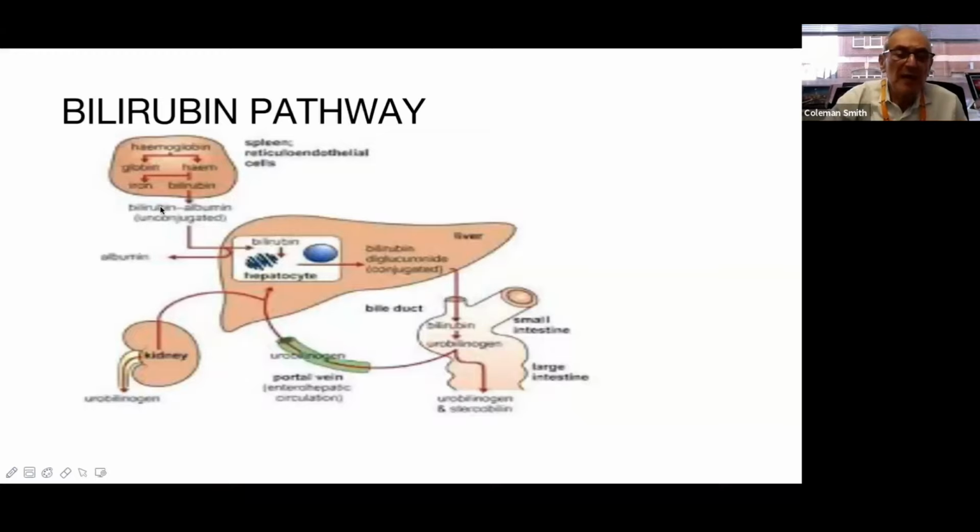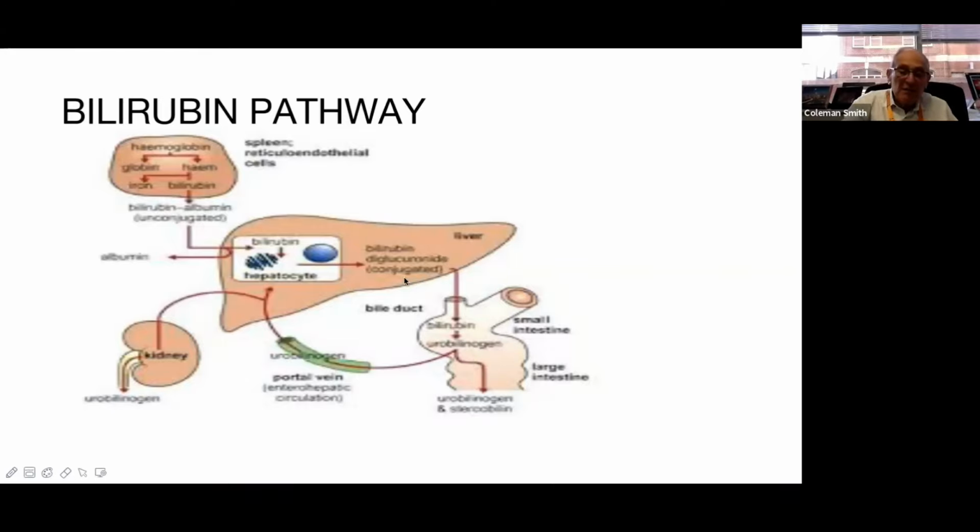The red cells are broken down. Bilirubin is formed from the breakdown product of the heme. It's then combined with albumin, circulates around, and is taken up by the liver. This is unconjugated bilirubin. In the normal circumstance, virtually all of that is taken up by the liver. It's conjugated with glucuronic acid, producing mono and diglucuronide, which is water soluble, gets secreted in the bile, and goes down into the intestine, where the intestines break it down into urobilinogen and stercobilinogen, which then colors the stool.